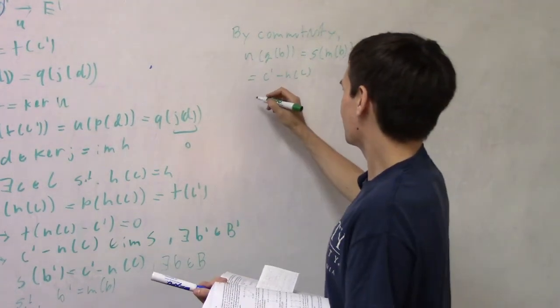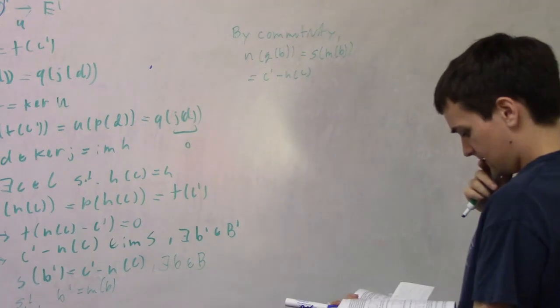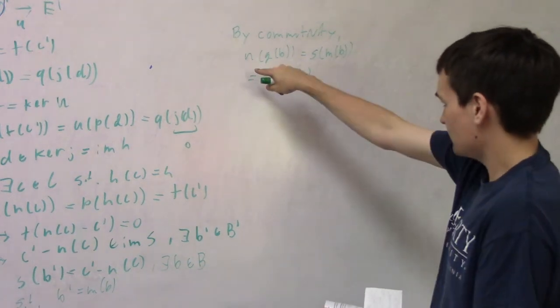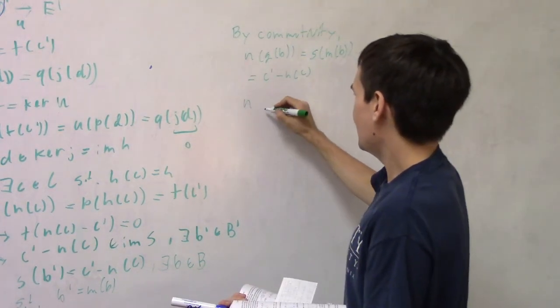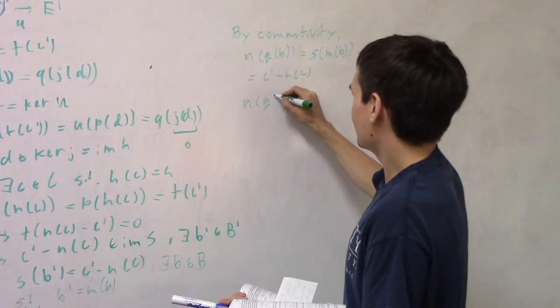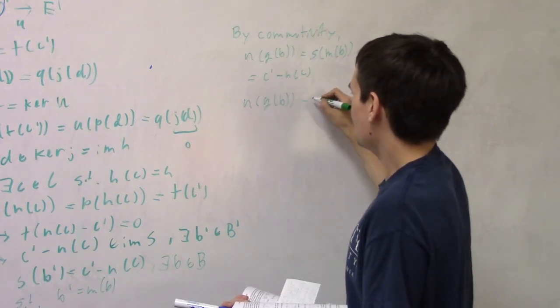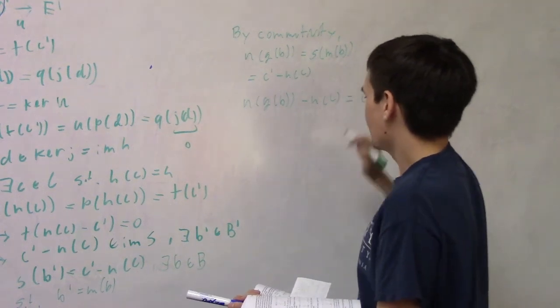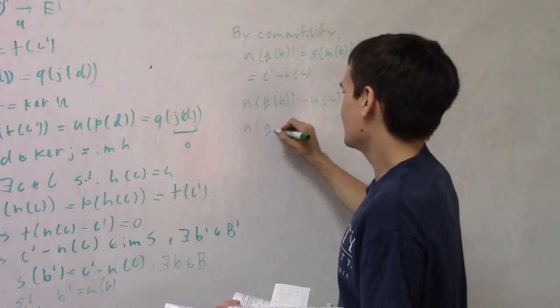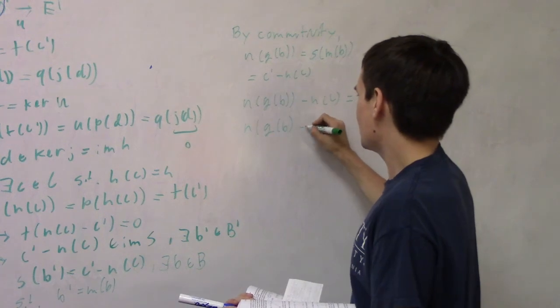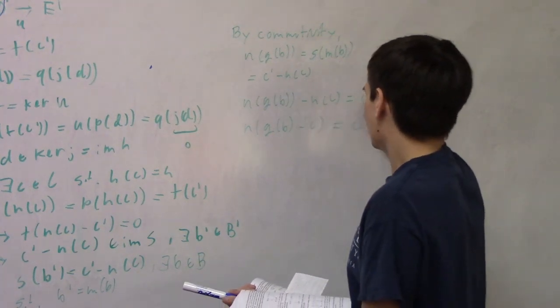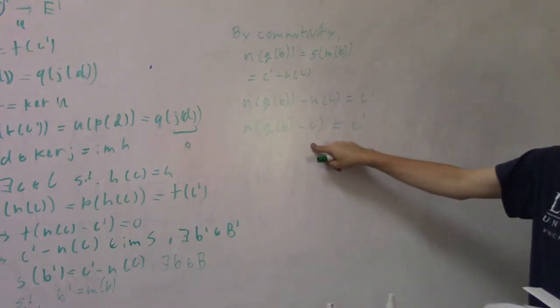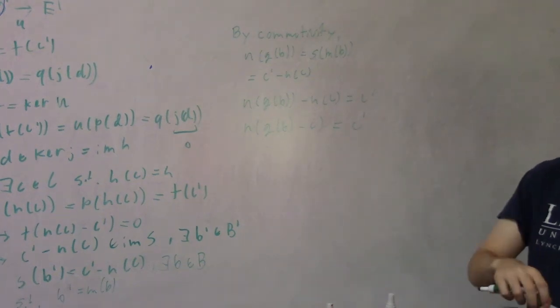Hang on, so we move this over. N of G of B minus N of C is equal to C prime. In other words, N of G of B minus C. Hey look, we found our element. And we're done. So it's surjective.